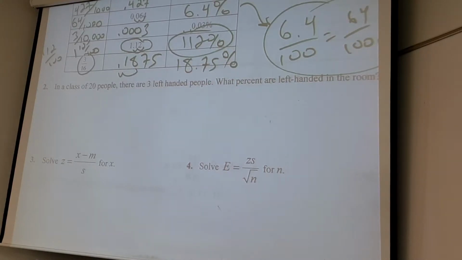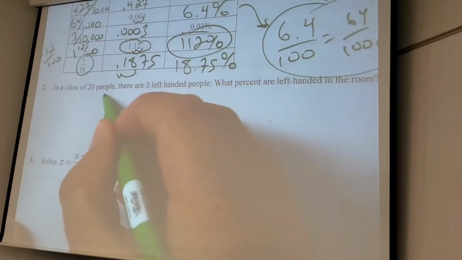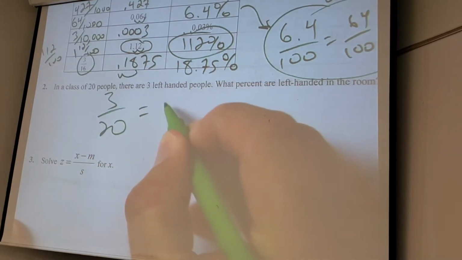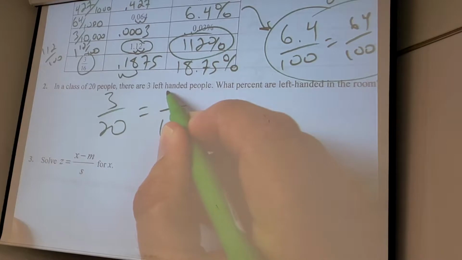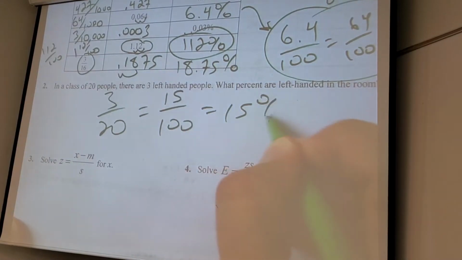So this is 3 divided by 20. And then it becomes a problem like that first one, because the bottom can become 100 easy, right? 3 out of 20, which is what out of 100? 15. I like it. Okay.